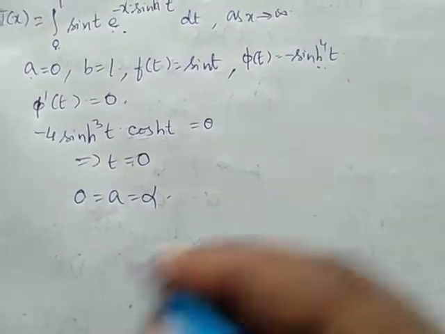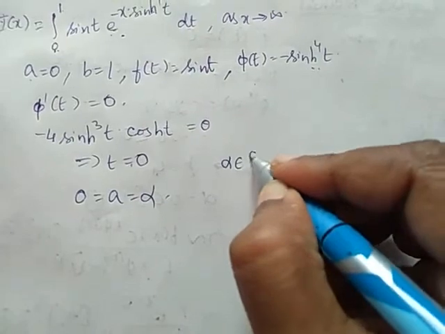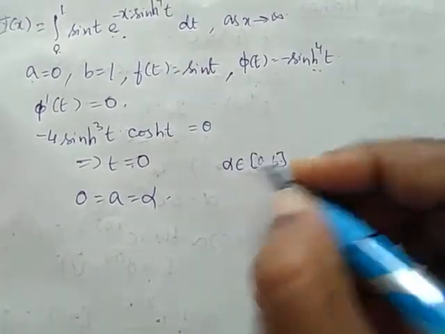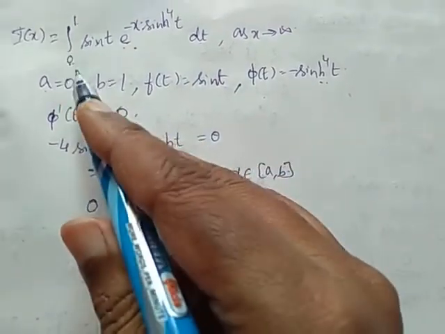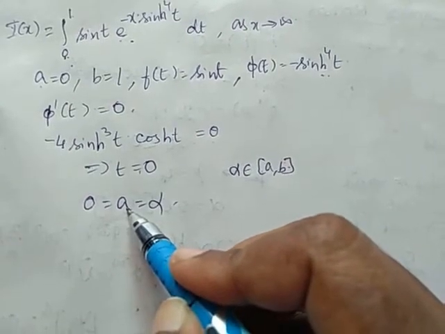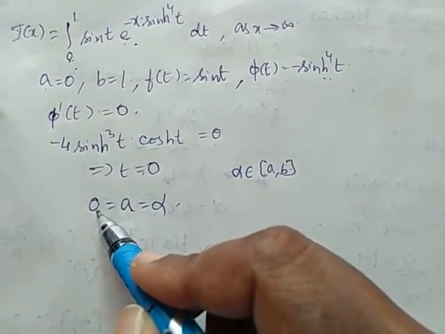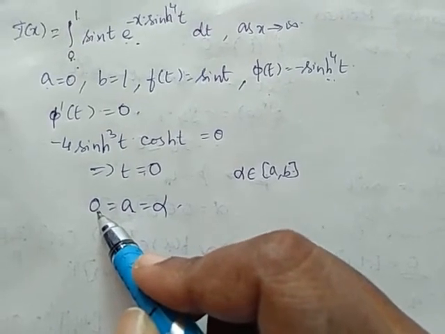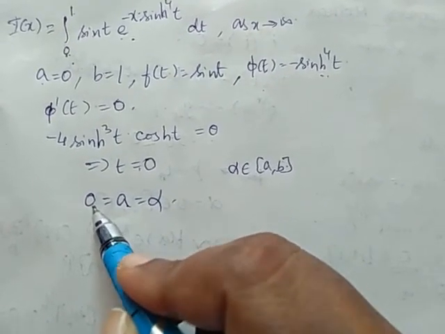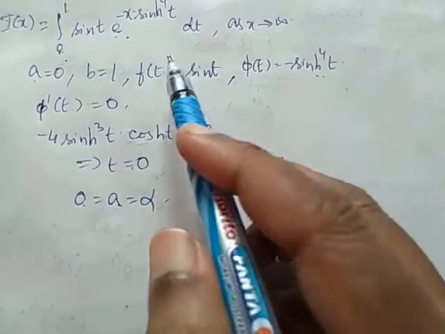So in the previous case, our alpha belongs to the interval (a, b), but now it is our lower limit itself. So this is our second case. If we get the solution at this point, we have to use the second case formula. Remember that. Now we have to find f of t.